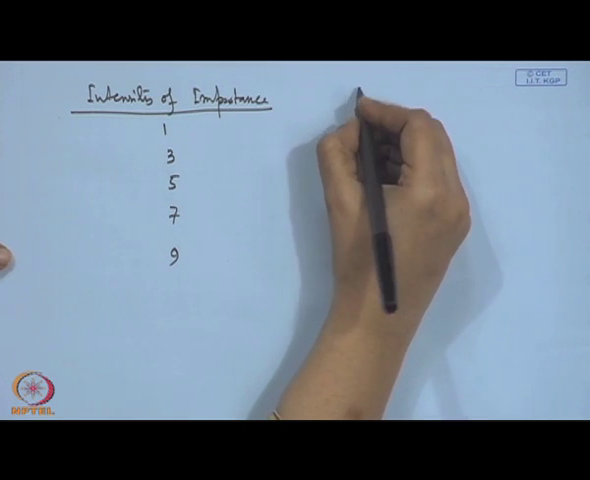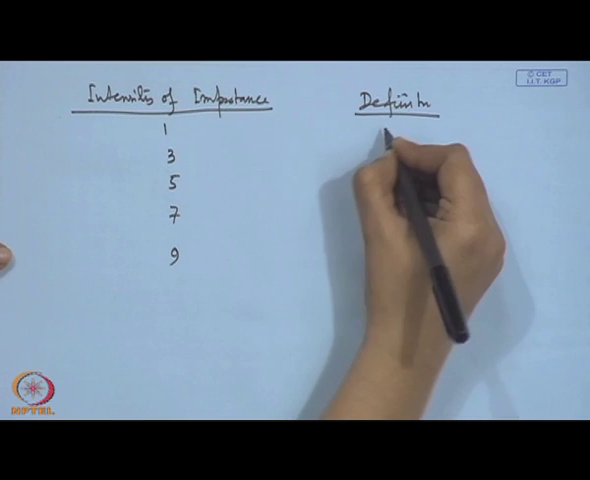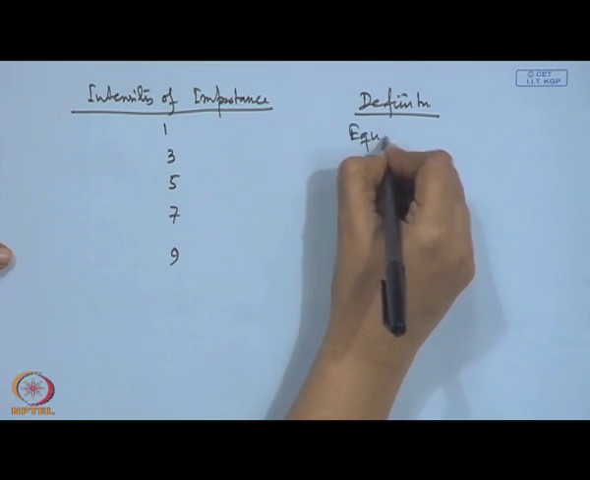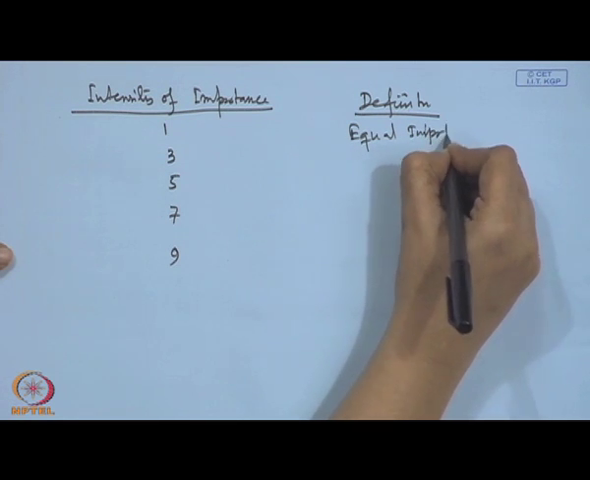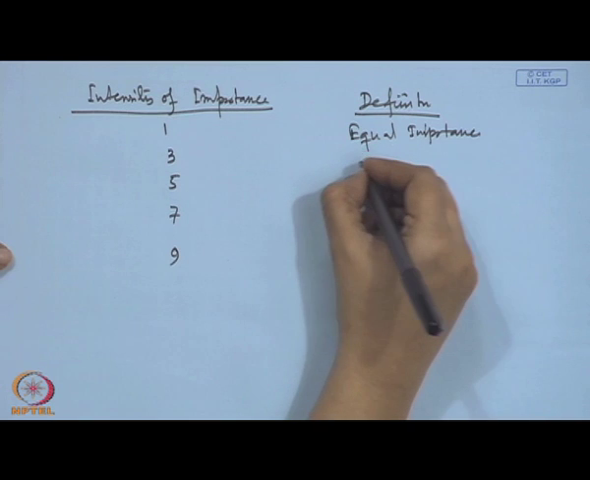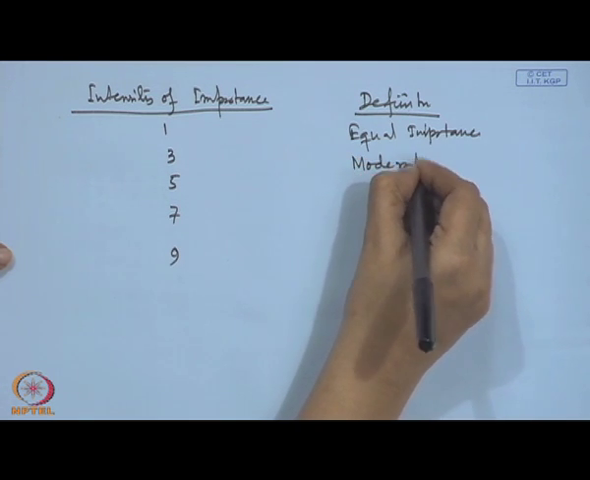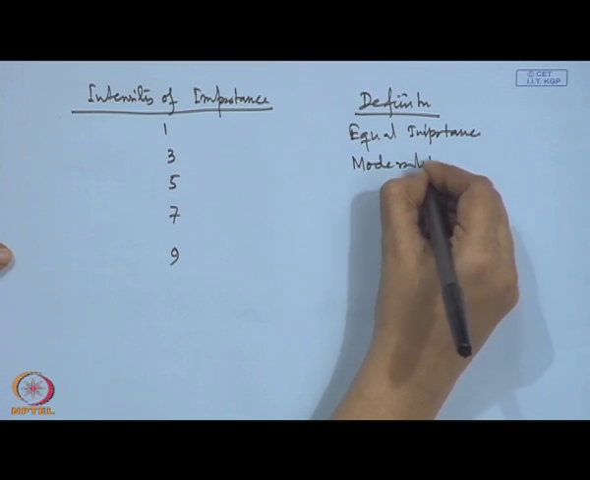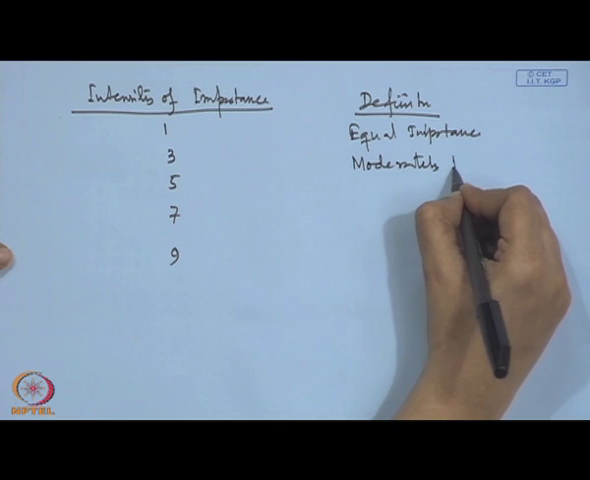1 is considered for equal importance. If both the alternatives are equally important with respect to a certain criteria, then we put the intensity of importance as 1. The 3 we put if one is moderately more important than the other.